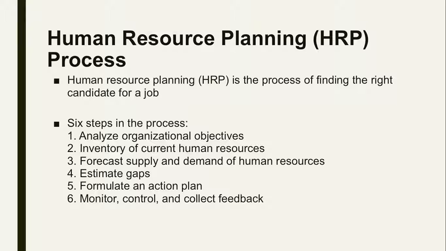Third is to forecast supply and demand of human resources to estimate what types of people are needed at each level. Fourth is to estimate gaps to determine if there is a surplus or deficit of human resources. Fifth is to formulate an action plan and can include items such as new recruitment, training new or existing employees, or transferring certain employees to different positions or departments. Lastly, monitoring, controlling, and collecting feedback are important to keep track of progress and make changes as needed.